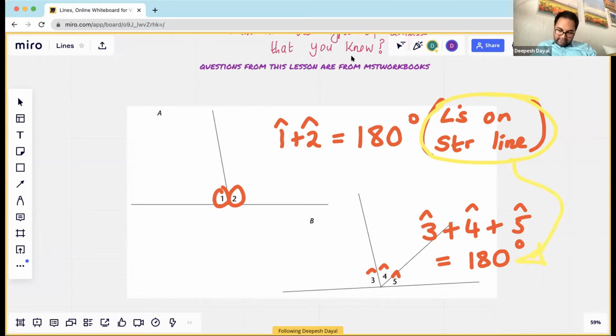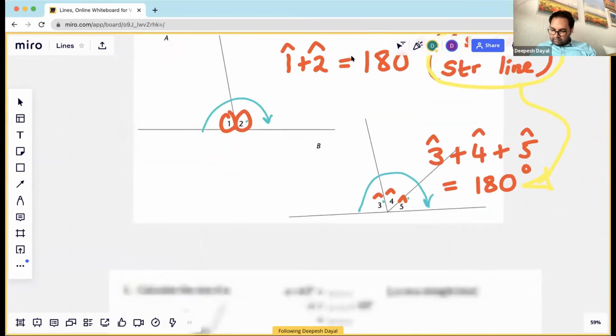What's so important here is that they are adjacent. Adjacent means they must be next to each other like this. See, adjacent. 1 and 2, 3, 4, 5, right? Because sometimes people add angles that are not adjacent, then it ends up being wrong, right? So I'm going to give you some to try now.